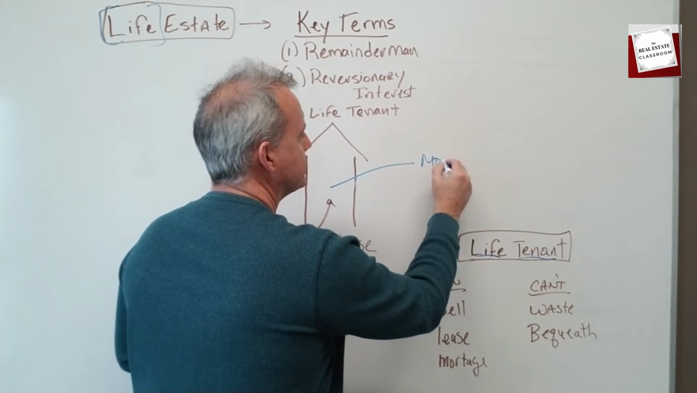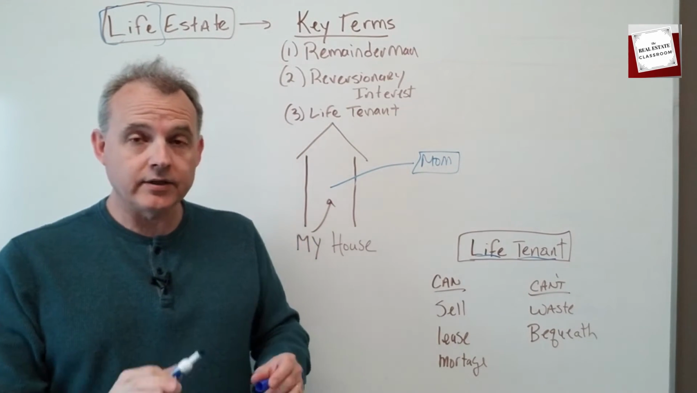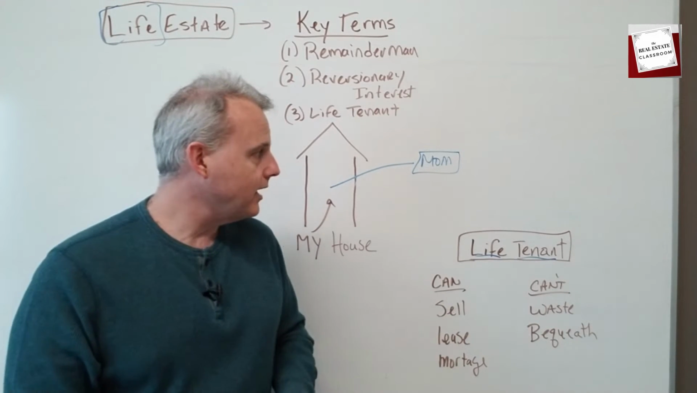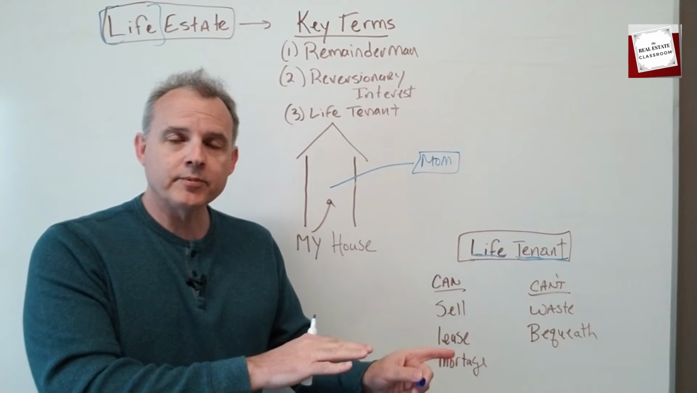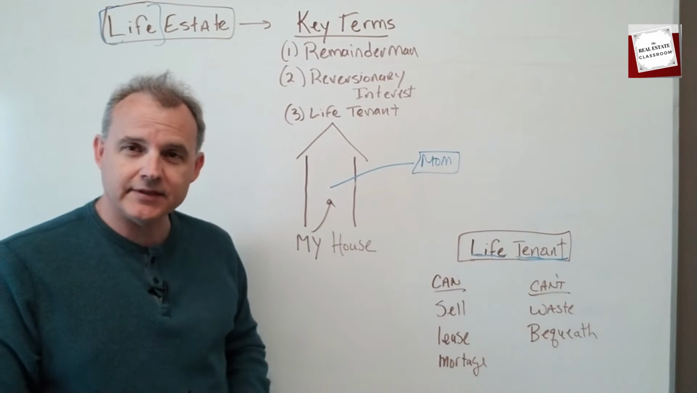So Mom gets the property. Mom owns it. It's a freehold estate. Mom owns the property, but only owns it for the rest of her life. Now, once I transfer title to Mom, she is legally known now as the life tenant.